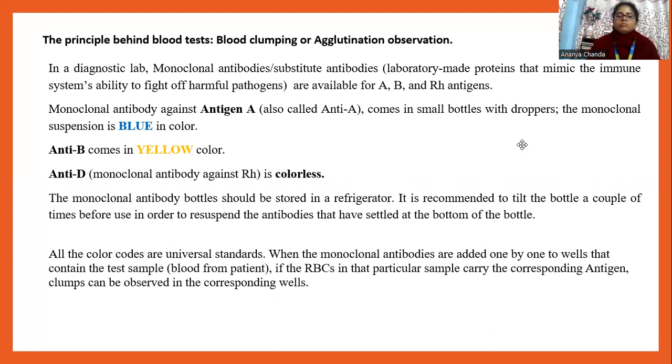This monoclonal antibody, an artificial antibody, helps to mimic the immune system of a normal physiological human being. It should be kept in a refrigerator, and it is recommended to tilt the bottle a couple of times before use in order to resuspend the antibodies that have settled at the bottom of the bottle. All these colors are universal in nature, right?